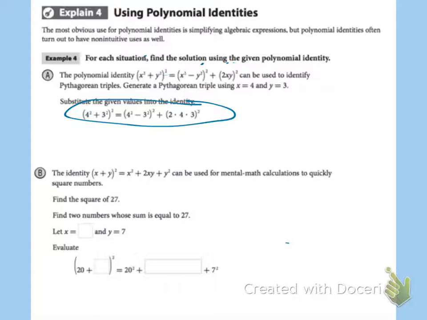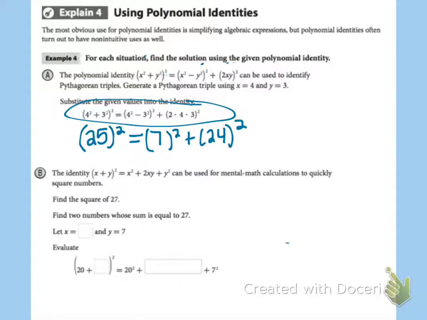So 4 squared plus 3 squared. Well, 4 squared is 16, 3 squared is 9. If you add those together, that's 25. So it would say 25 squared is equal to 4 squared minus 3 squared, that would be 16 minus 9, which is 7, and then plus 2 times 4 times 3, so that would be 2 times 12, which is 24.